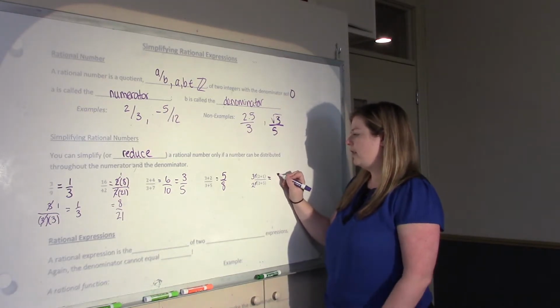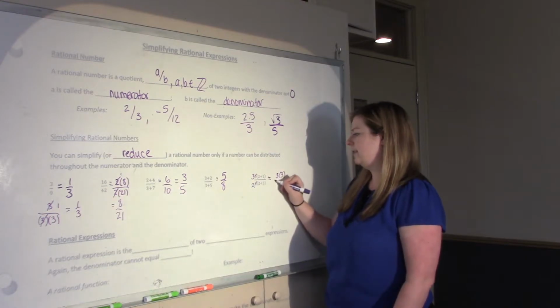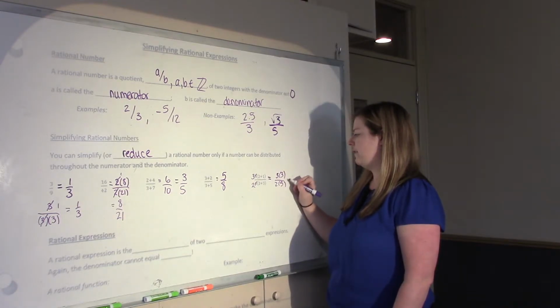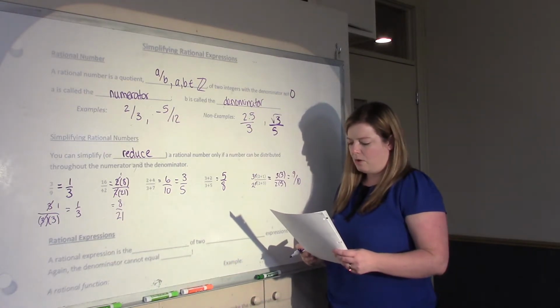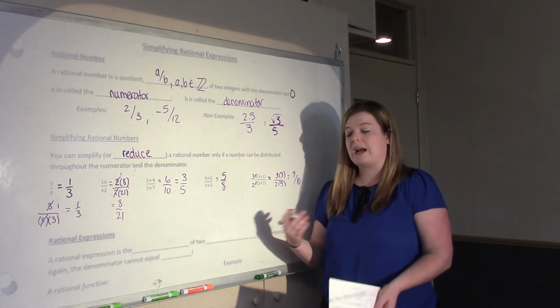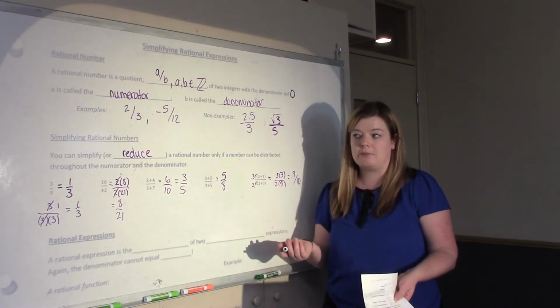So then you would get 3 times 3 and 2 times 5. So you'd end up with 9 over 10. Okay. So I hope that makes sense to you, because now we're going to move on to expressions which have variables in them.